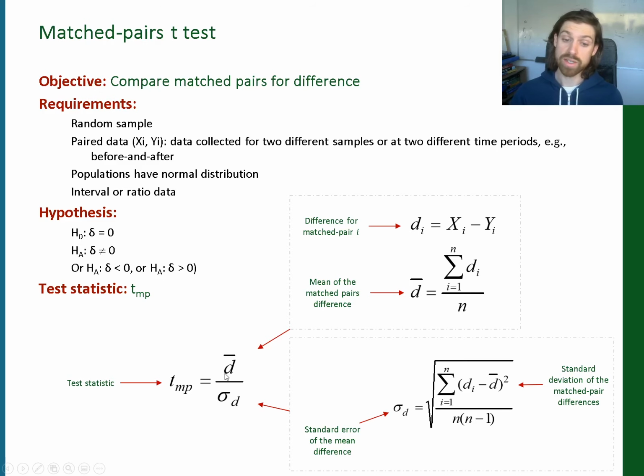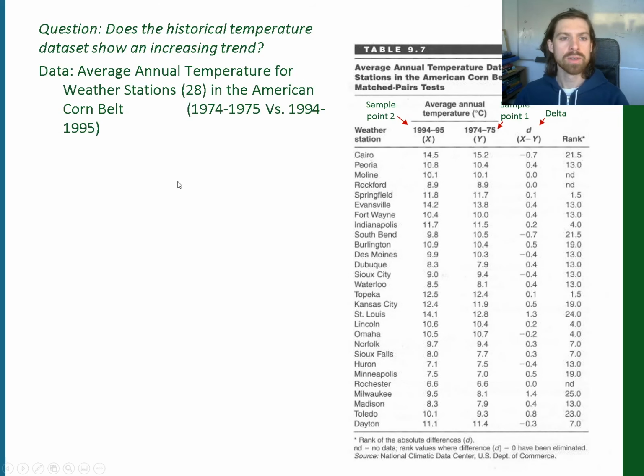So that's the numerator. And then for the denominator, what we need to get is the standard error. So basically, we are getting the standard deviation of the matched pairs differences here, and then we're dividing it by n times the number of degrees of freedom and taking the square root. And that's how we get that denominator. So then we're able to get the test statistic and actually see whether we think that there's a significant difference for the samples that we've taken.